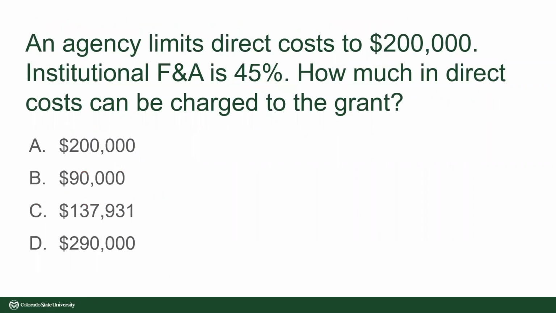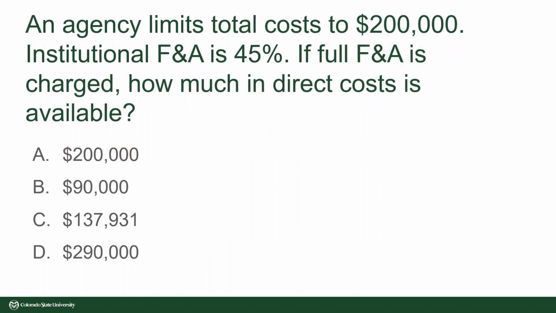An agency limits direct costs to $200,000. Institutional F&A is 45%. How much in direct costs can be charged to the grant? It was supposed to be tricky, but you all got it right away, right? 200,000. It doesn't matter what your F&A is. If the agency limits to 200,000, that's what you can charge to the grant. Okay, and you will see questions like that, seemingly tricky, on the exam, so make sure you read carefully.